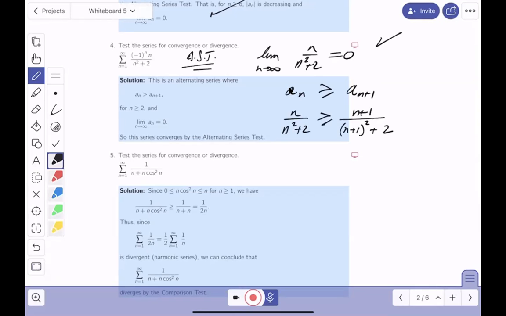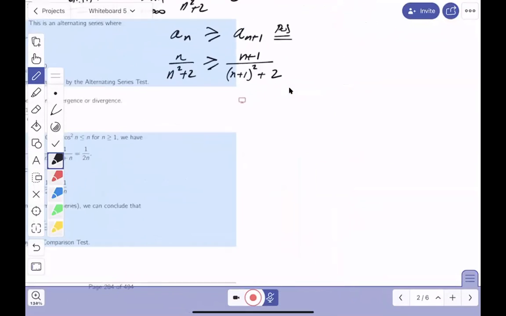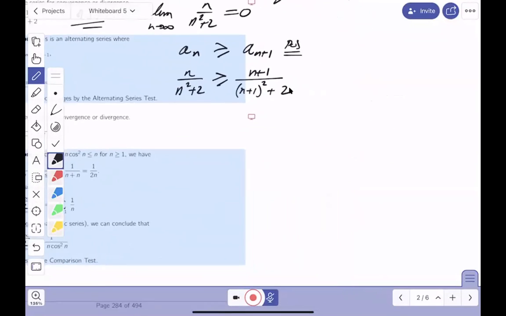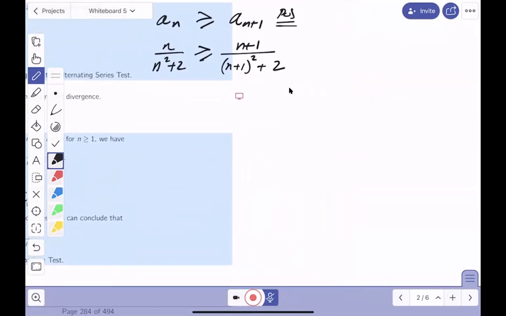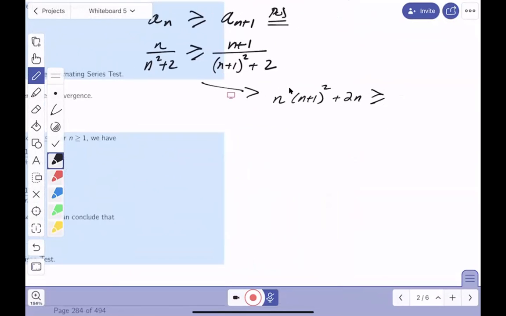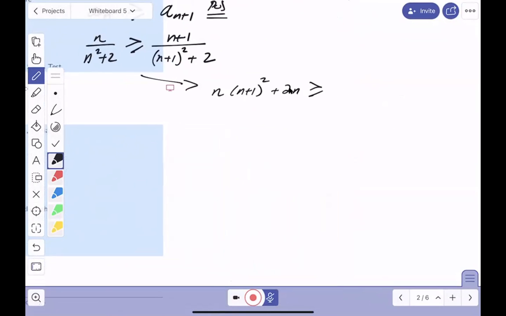I want to point out these things are all positive, everything. I'm not going to worry about anything I did in Math 119 with sign analysis, because everything's positive. So let's do this now. Let's see if I can figure this out. So you can get n times n plus 1 squared plus 2n. Oh boy, it's going to be a lot of work. And what do you get over here? n squared plus 2, n plus 1.